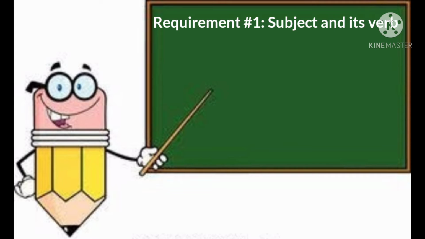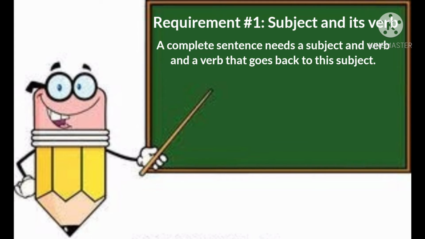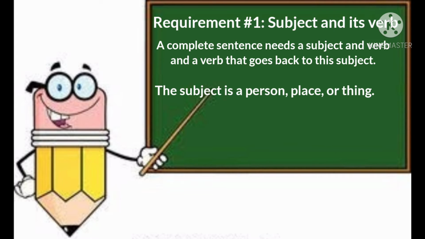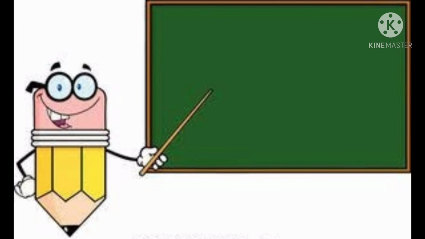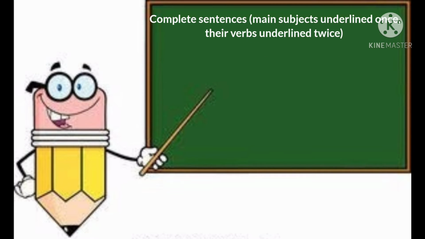Requirement: a subject and its verb. A complete sentence needs a subject and a verb that goes back to this subject. The subject is a person, place, or thing. It will be made up of a noun or a pronoun. The verb is something that the subject is doing, or a verb such as "is" that is not an action but is still linked to the subject to form a complete sentence. So, for complete sentences, main subjects are underlined once and their verbs underlined twice, but it does not apply in my presentation since I don't know how to underline and insert this in KineMaster.